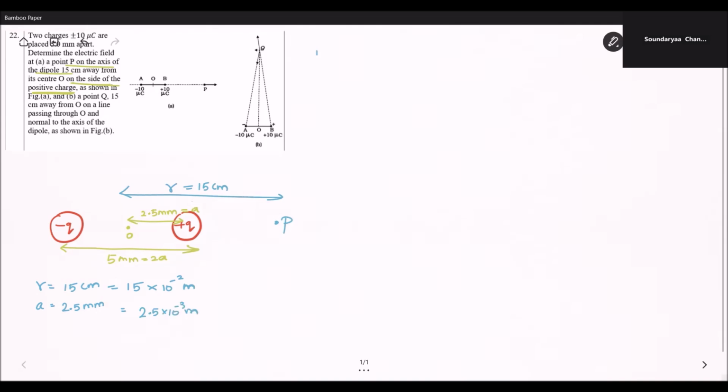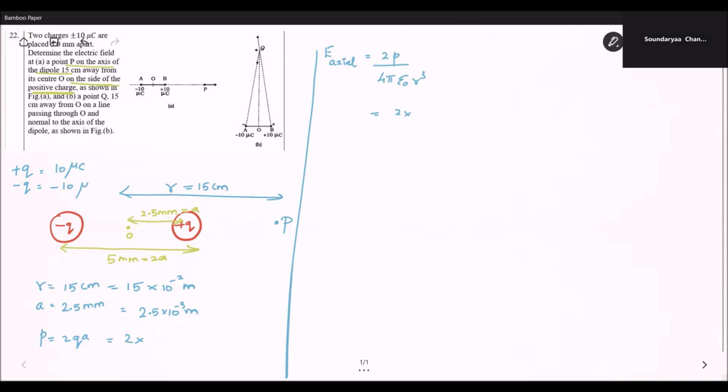Now, what is the electric field strength at point P due to the dipole on the axial line? So E axial is equal to 2p divided by 4 pi epsilon naught r cube. So 2 into p value. You have not calculated the p value, so let's calculate. p is equal to 2qa. So it is 2 into, what is the charge value they have given? For the plus charge, it is 10 microcoulomb, and for the minus charge, it is minus 10 microcoulomb, right? So you need not include the minus sign.